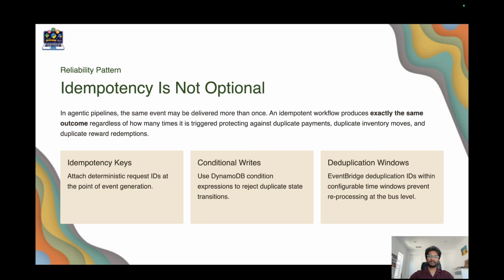We enforce it in three places. Deterministic request IDs at the moment the event is born. Conditional writes in DynamoDB that physically refuse to commit the same transition twice. And deduplication windows on the bus itself. I will say this as plainly as I can: idempotency is the difference between shipping one order and shipping three.